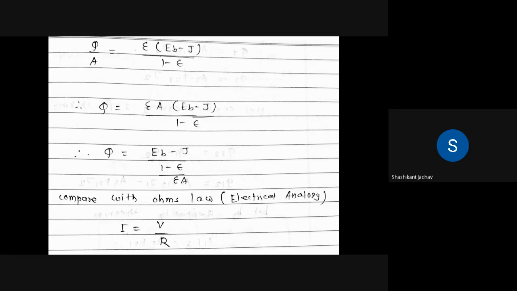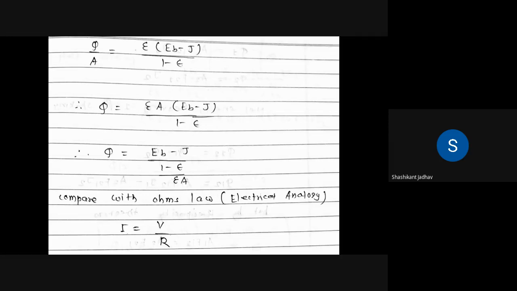Whatever factor is at the denominator, because of that factor it opposes the heat flow. Okay, so that 1 minus epsilon divided by epsilon into A, that factor opposes the rate of heat transfer. Okay, so as we know, what is the equation for Ohm's law? I is equal to V divided by R.